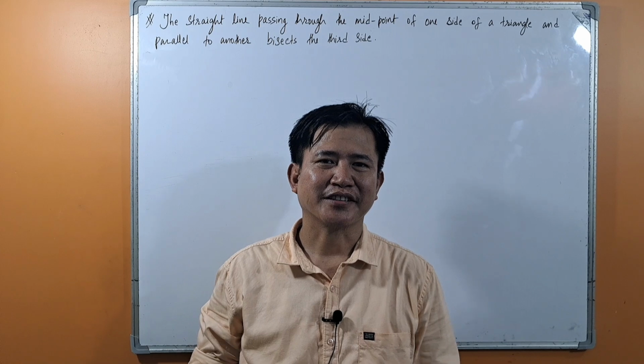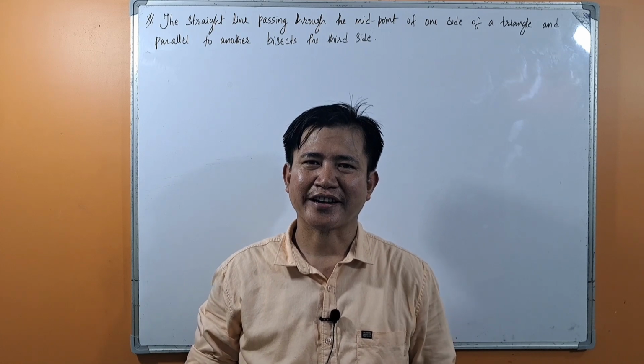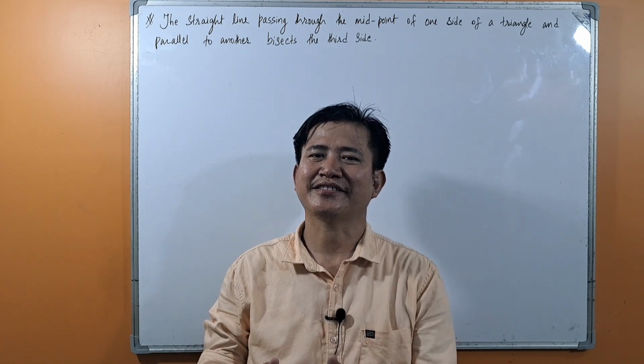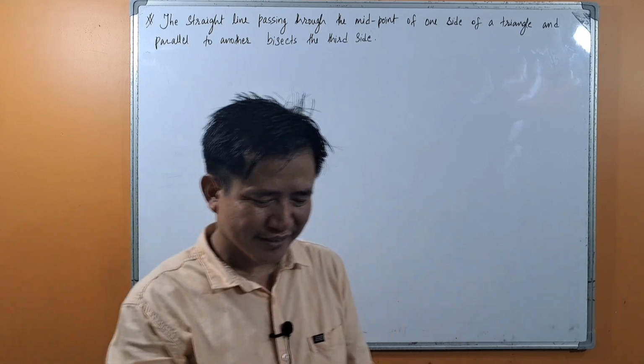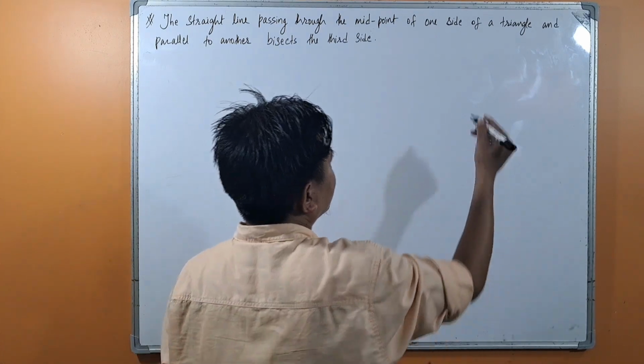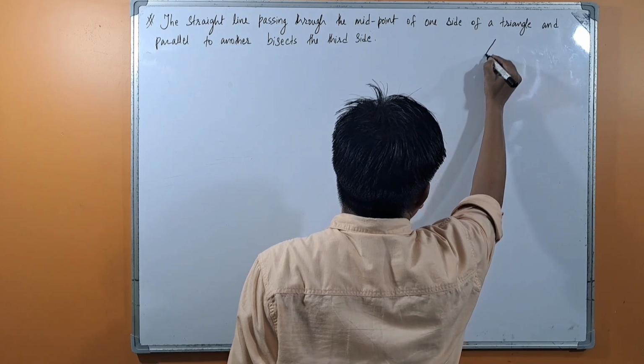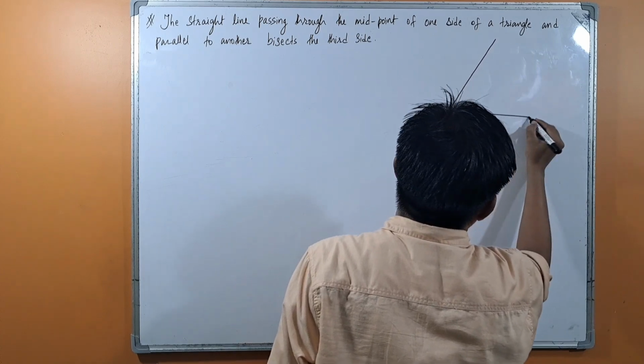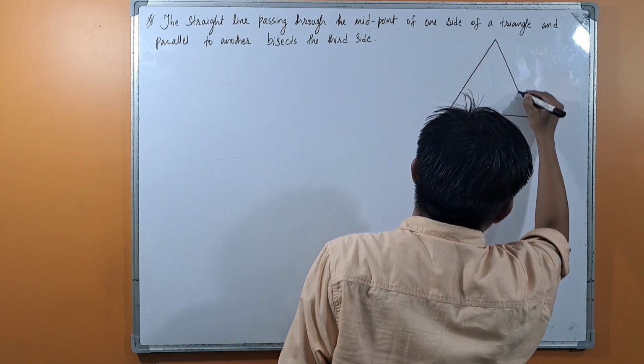The straight line passing through the midpoint of one side of a triangle and parallel to another bisects the third side. So this is the converse of the midpoint theorem, the opposite of the midpoint theorem. Let us first draw a triangle which will be required to prove this theorem.